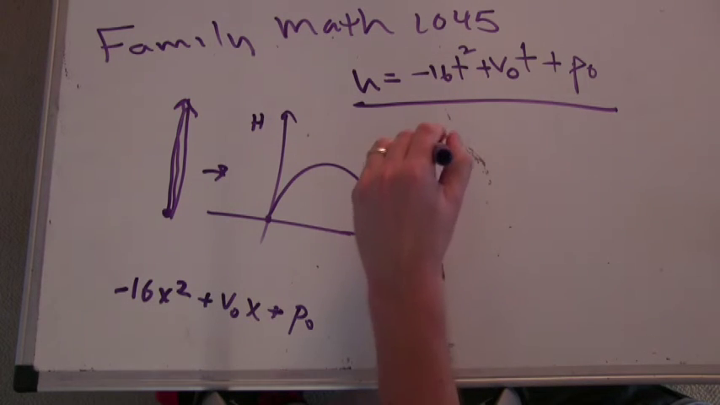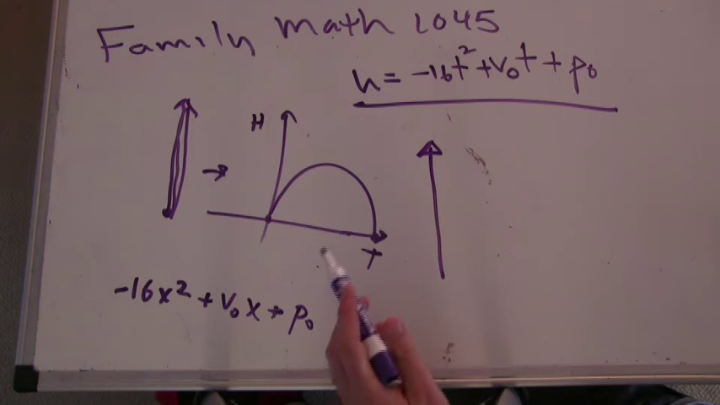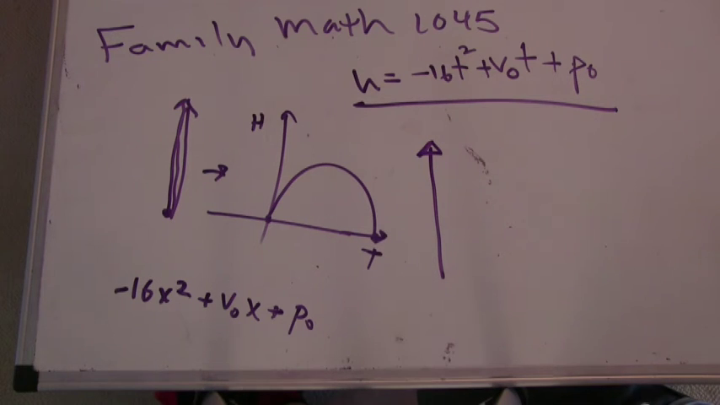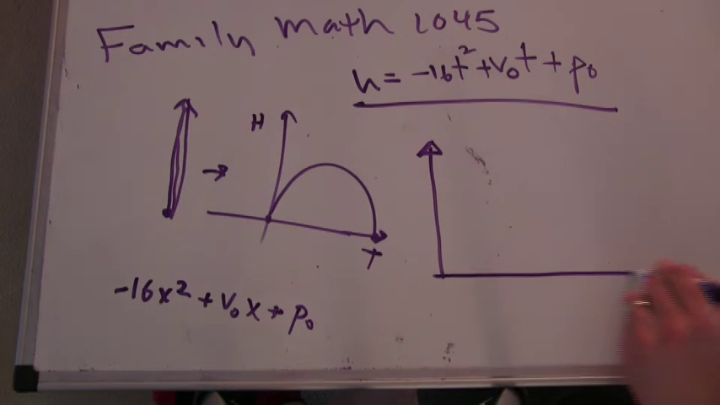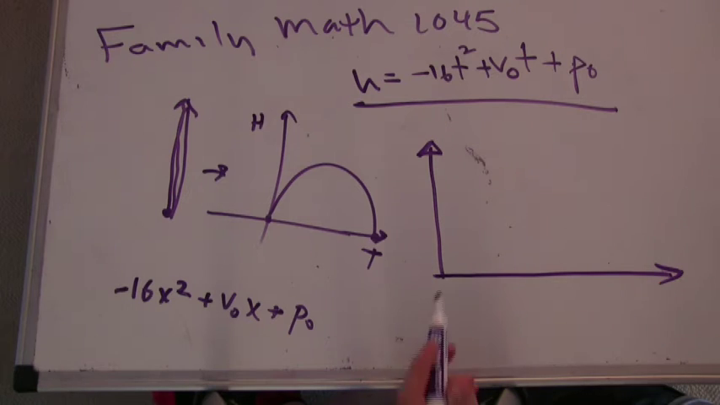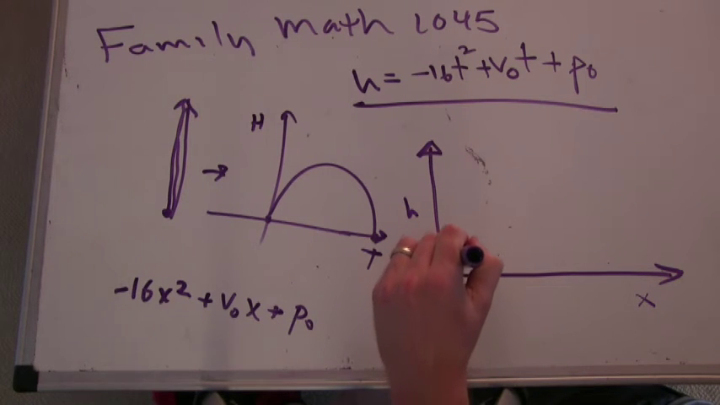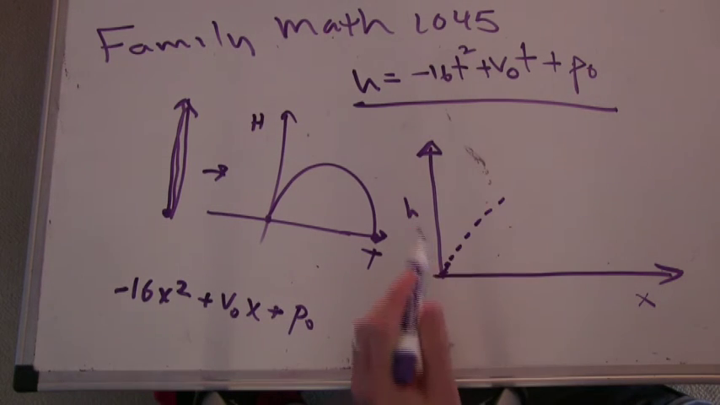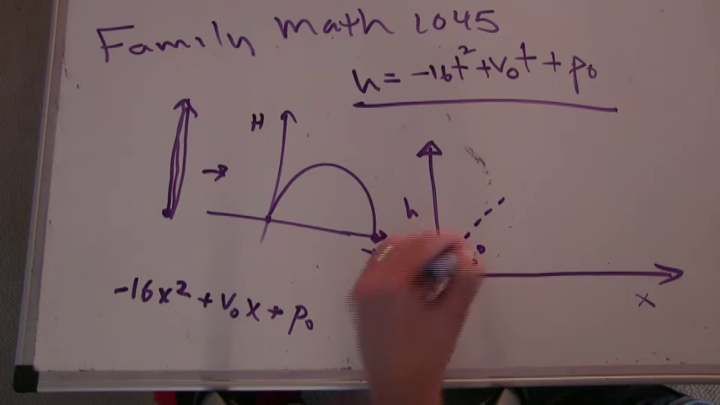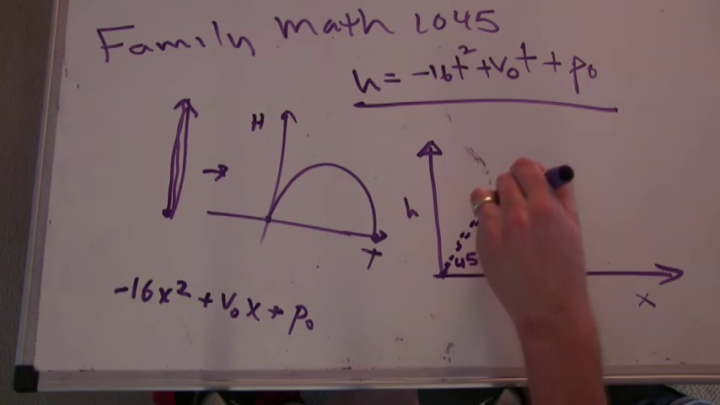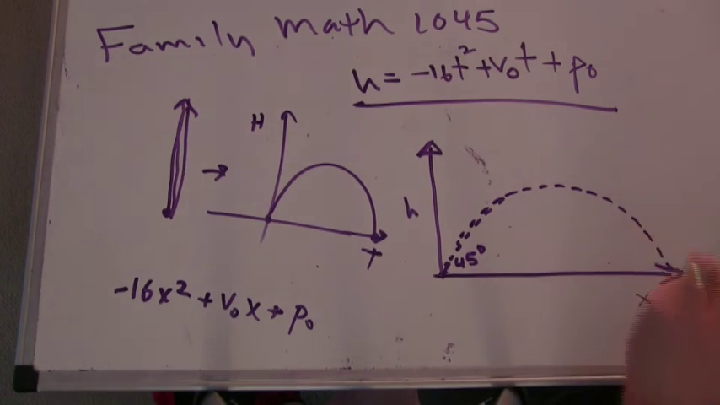Now this isn't height versus time. This is height versus, say, position over here, and you throw a ball. Give me an angle you throw it at. About 45 degrees. All right. You throw a ball at 45 degrees, and it gets this.